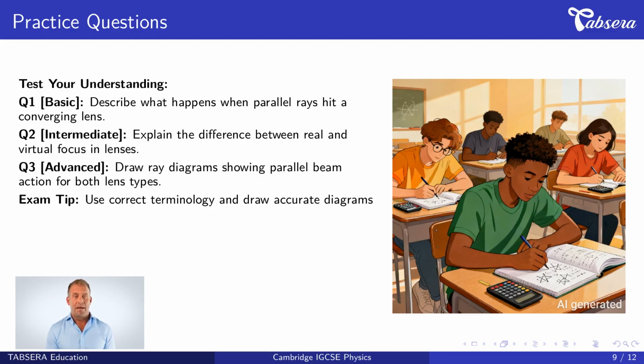Question 2 is intermediate level. It states, explain the difference between real and virtual focus in lenses. Consider which type of lens produces each focus type and what makes them different. Question 3 is advanced level. The question is, draw ray diagrams showing parallel beam action for both lens types. This tests your ability to construct accurate diagrams following the rules we learned.